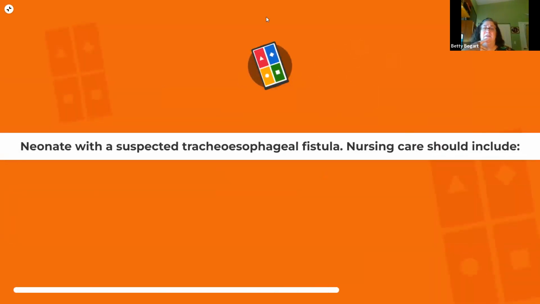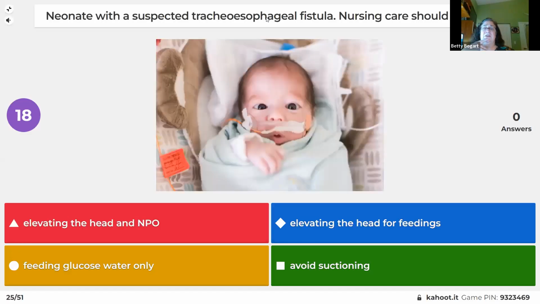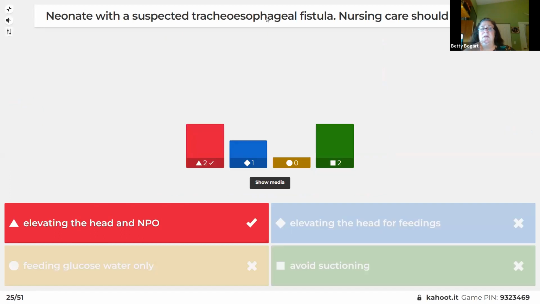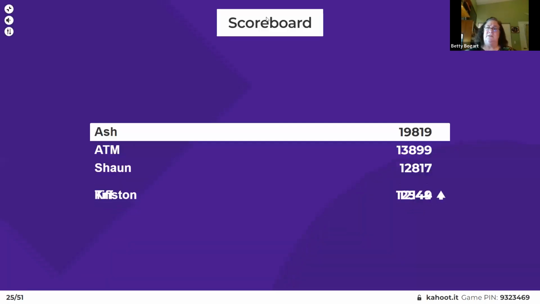Neonate suspected tracheoesophageal fistula. Nursing care should include what? So you think that there's a connection between the trachea and the esophagus. So we are going to elevate the head of the bed and we are going to give absolutely nothing by mouth because it goes down to the esophagus and goes right into the lungs, and we don't want that. And we will suction as needed to keep that mouth free and clear of all the extra secretions.